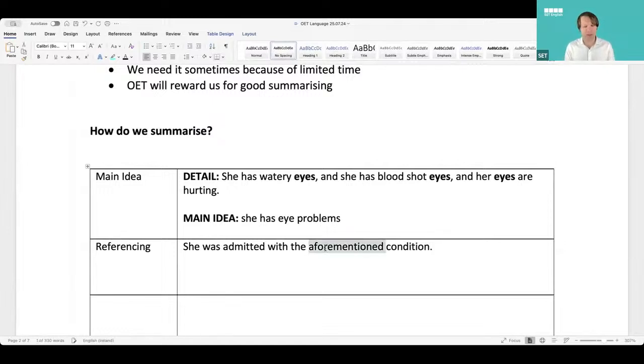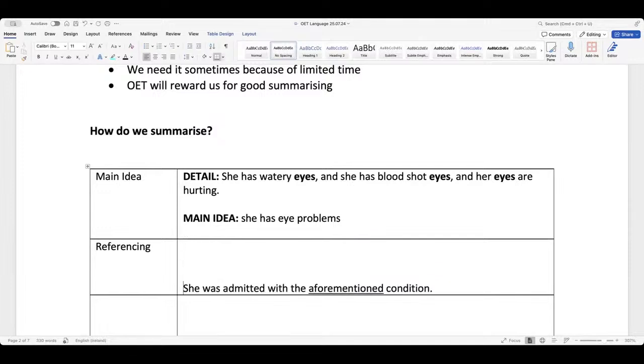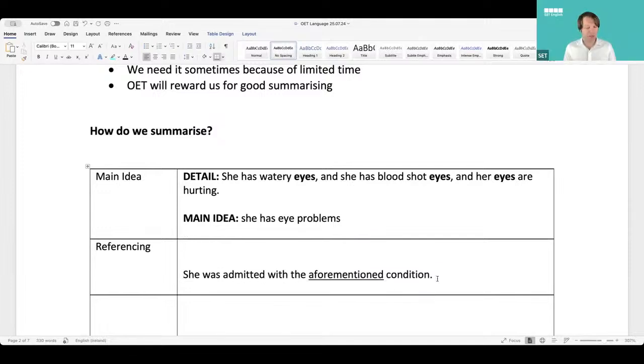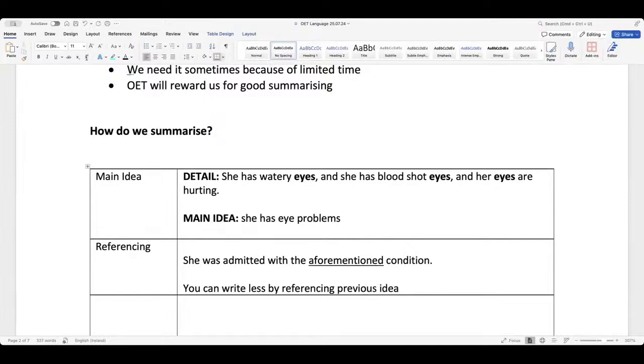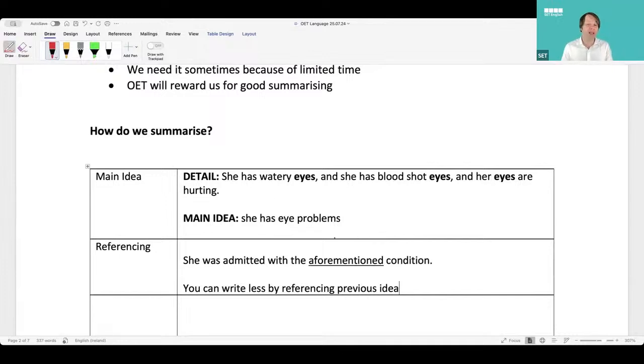What is that? What does that mean, referencing, guys? Referencing the previous idea. You are referencing the previous idea, okay? Does that make sense, guys? So you can write less by referencing the previous. What does reference mean, guys? Referring. What does referring mean? Anyone? Referring is directing to the previous one.